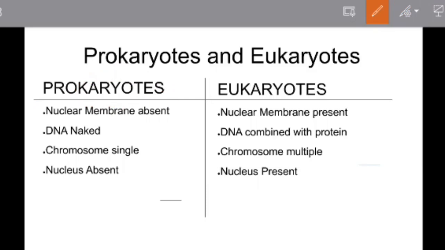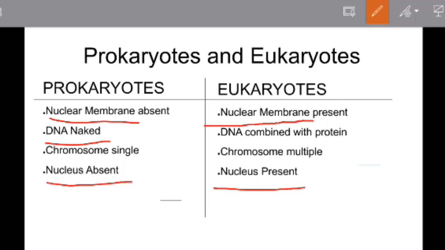Next, the nuclear membrane is absent in prokaryotes and the nucleus is absent, so that's why the DNA is naked. When you talk about eukaryotes, the nuclear membrane is present, the nucleus is present, and the DNA is combined with protein. The chromosome is single in prokaryotes and multiple in eukaryotes. So this much in the slide.